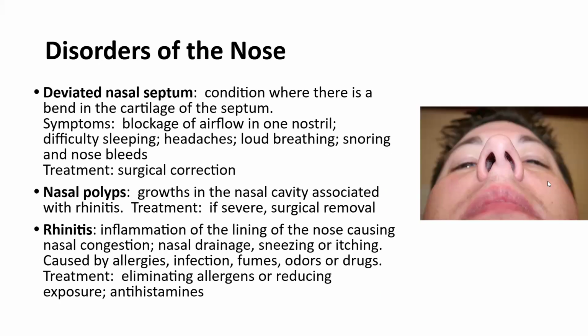Some disorders associated with the nose. We have our deviated nasal septum. So you can see here, this is where the bend in the cartilage of the septum blocks off one of those nostrils. It blocks the airflow and makes it difficult to sleep and breathe, does cause some snoring, and can cause nosebleeds and headaches. You do have to get this surgically repaired.